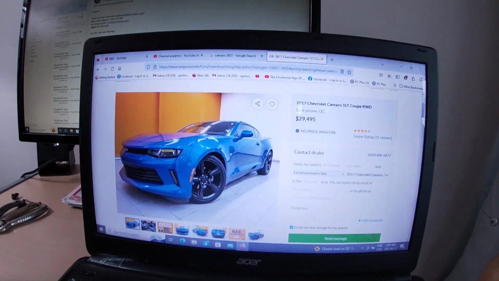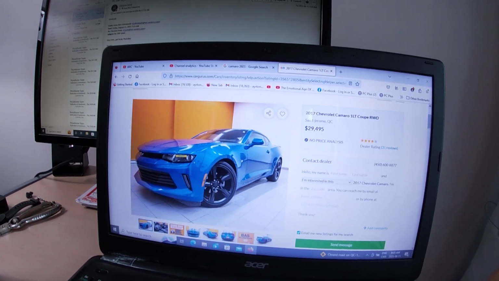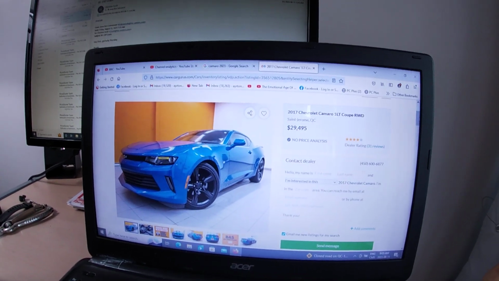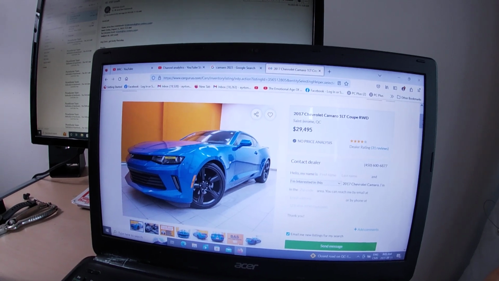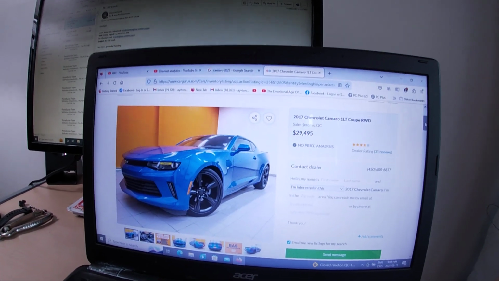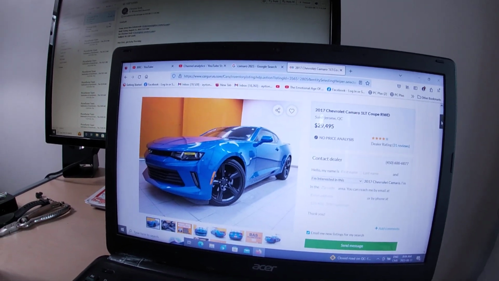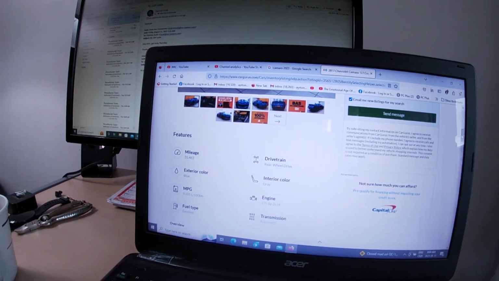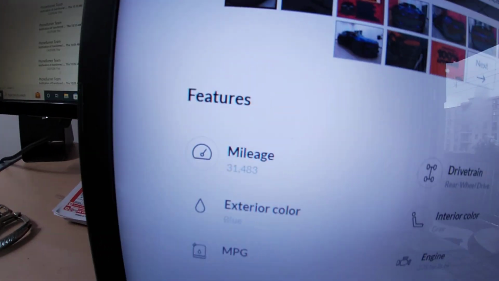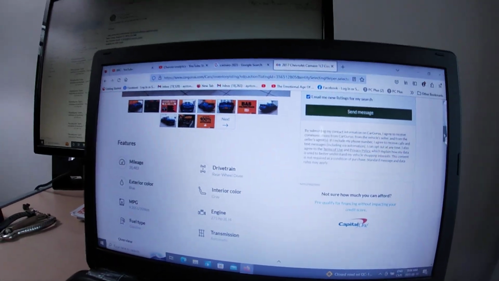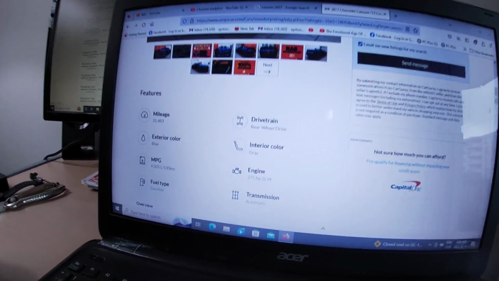Check out this car. I'm only looking at this car because an acquaintance of mine is interested in the Camaro, a 2017 Camaro 1LT Coupe, rear-wheel drive, $29,495. So it's a six-year-old car, $29,000. How many kilometers does it have? 31,000 miles. Should be kilometers. It's 31,000 kilometers. We're in Canada, not in the US. It's a Canadian car. Transmission automatic.